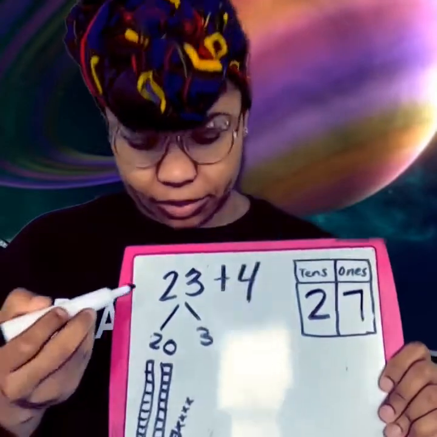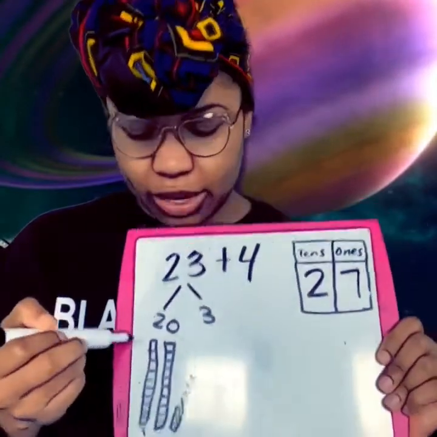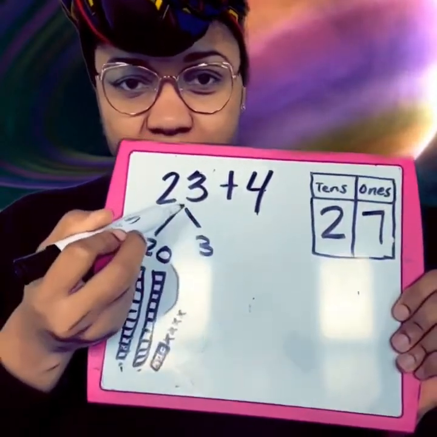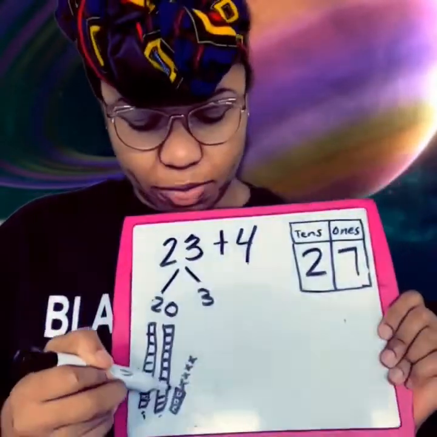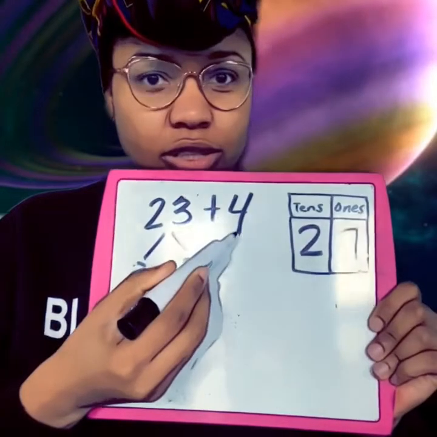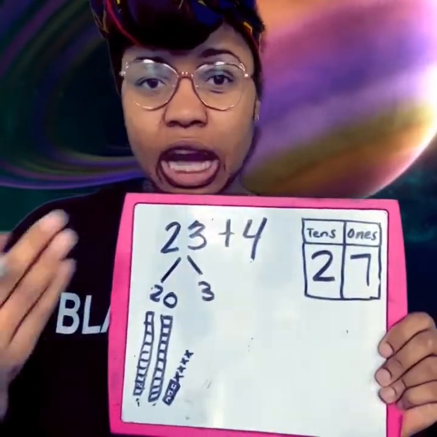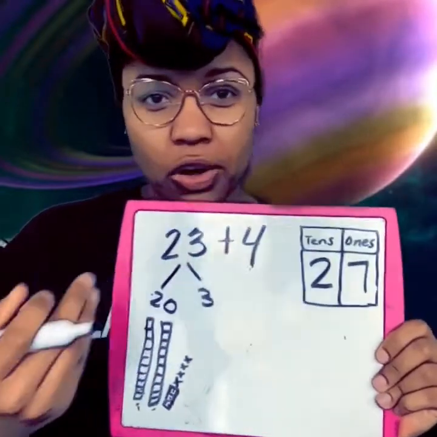I can see my 20 that I broke out of 23 shown by my 10 sticks. I can see the 3 extra ones that's shown by my 3 cubes. And then I also see my 4 using X's. So that lets me see all the numerals, all of the parts. Let's do another one.